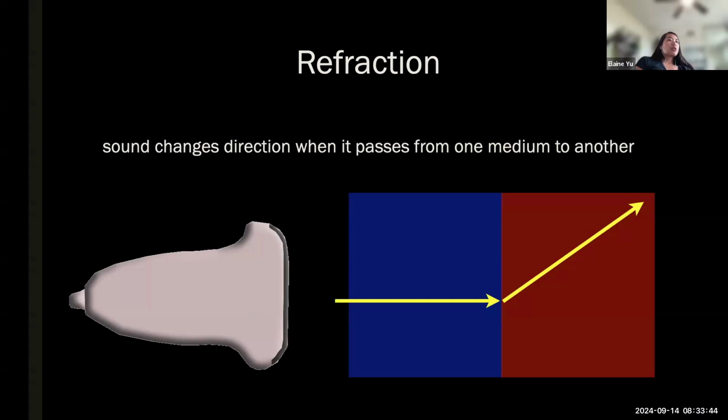Refraction is not talked about as much, but this does happen. Sound will change direction when it passes from one medium to another, sort of that prism effect that you might have learned in physics long ago. And we sort of have that with sound instead of with light in the body with ultrasound waves. And this can also lead to different artifacts that you'll see on your ultrasound screen.